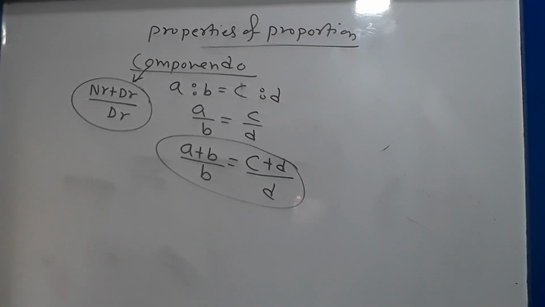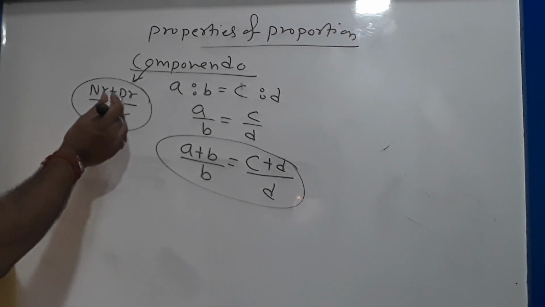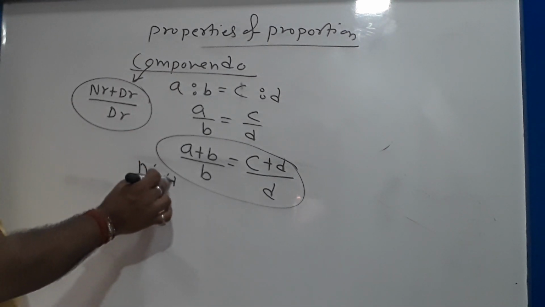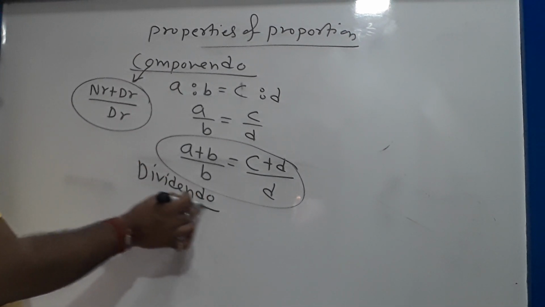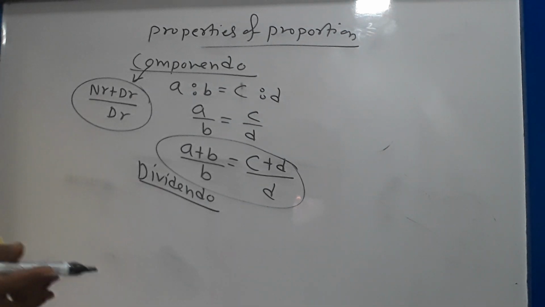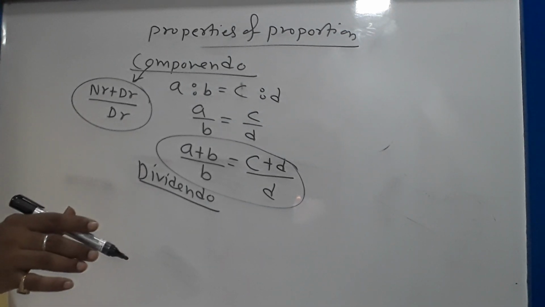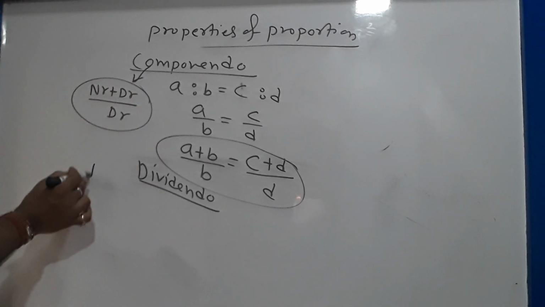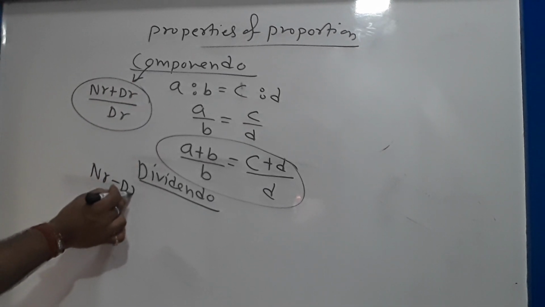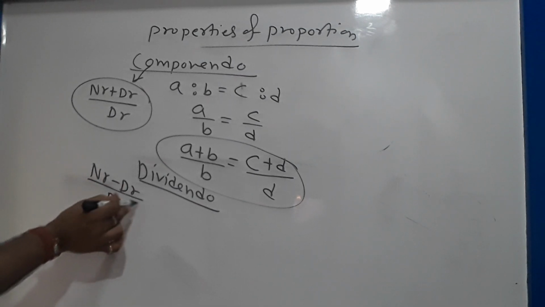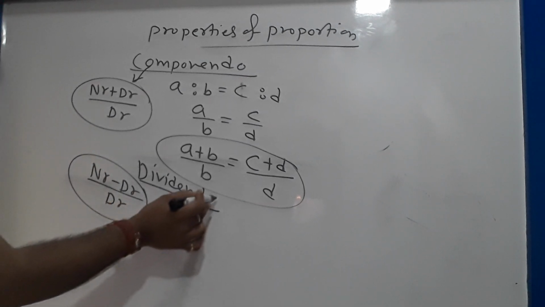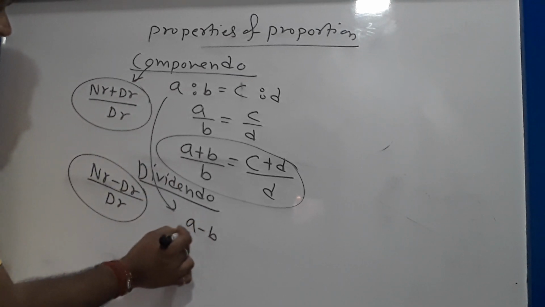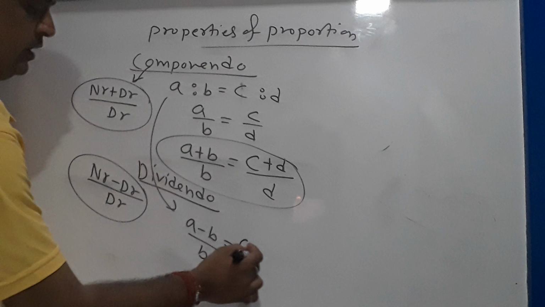Clear? So using componendo I can add denominator in the numerator. Then it comes dividendo. Using dividendo I can subtract denominator from numerator. So that will be numerator minus denominator upon denominator. Using dividendo, what can I write? (A minus B) upon B is equal to (C minus D) upon D.